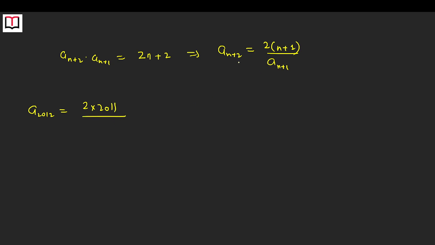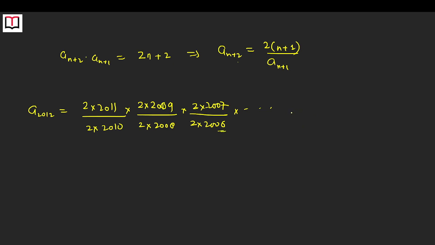A2011 will be 2 into 2010 upon A2009, A2009 will be 2 into 2009 upon A2008, A2008 will be 2 into 2008, and so on, 2 into 2007 upon 2 into 2006. So the observation is that all even terms we are going to have in the denominator. The last term will be A2, which is 2. And the last one of course will be A1, which is 1, the numerator.